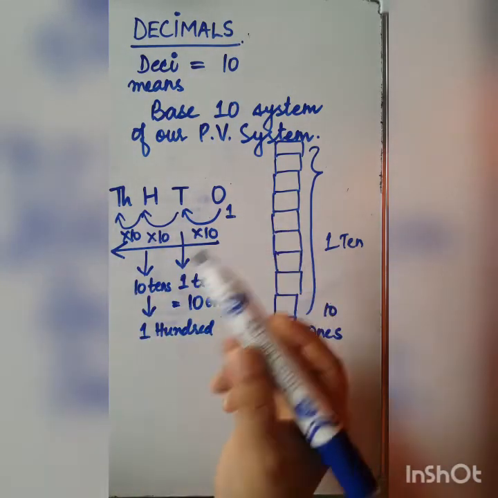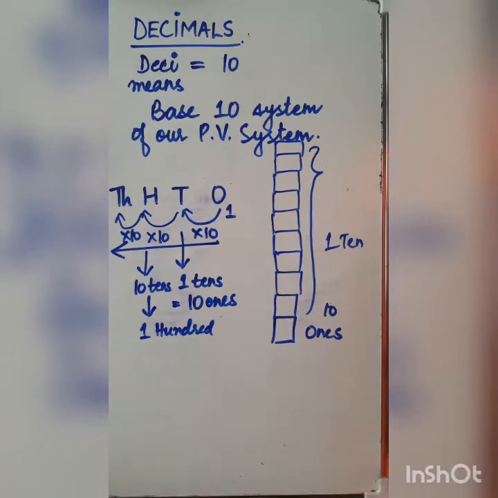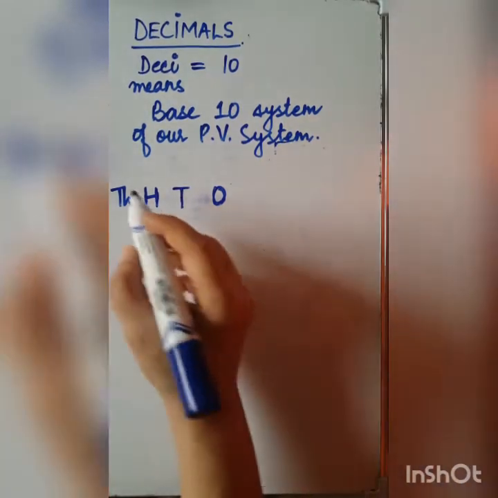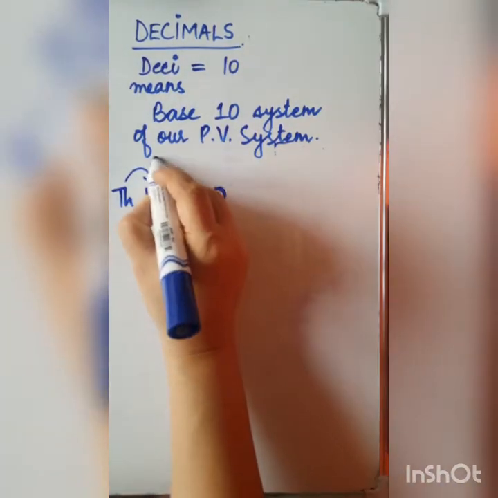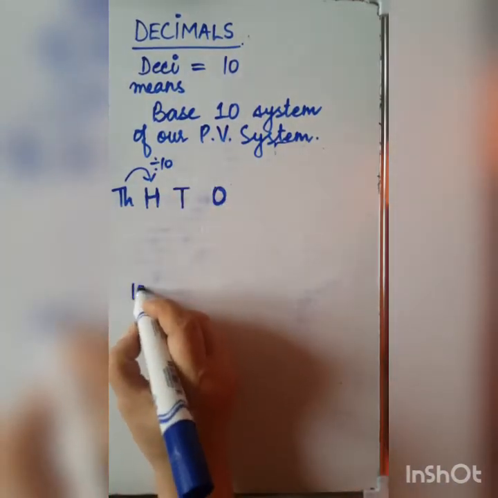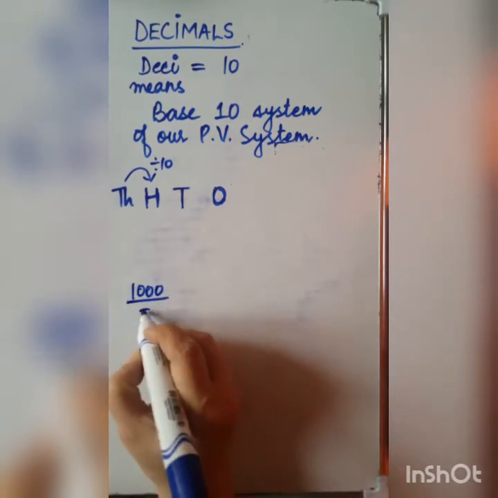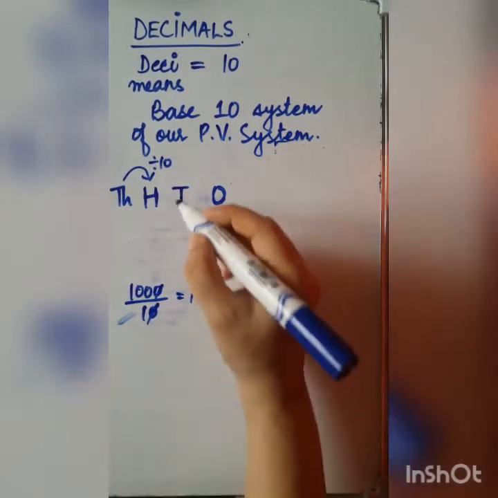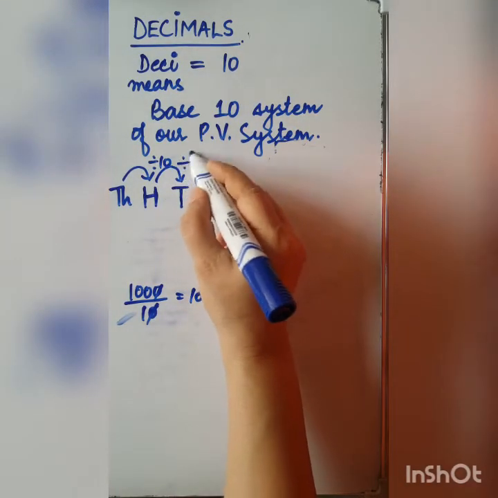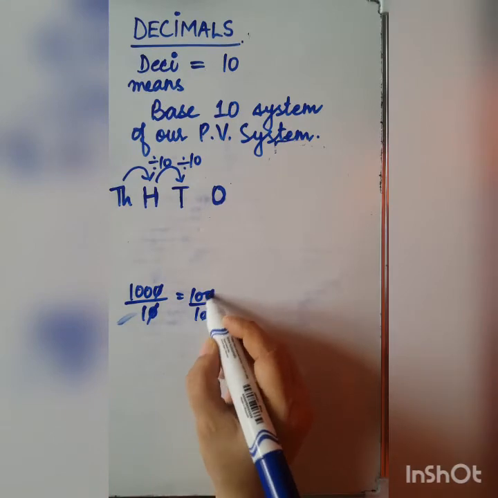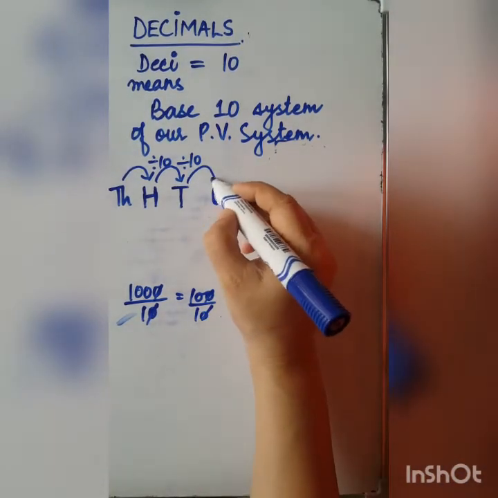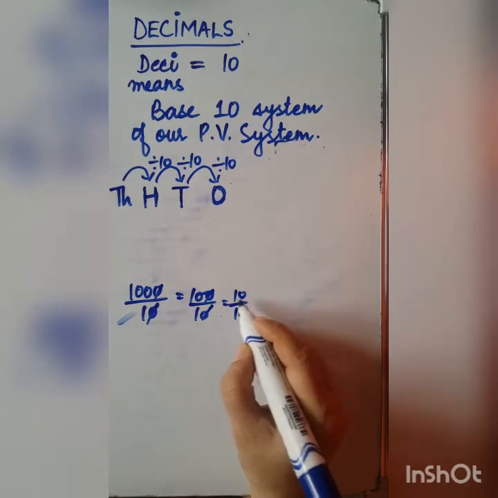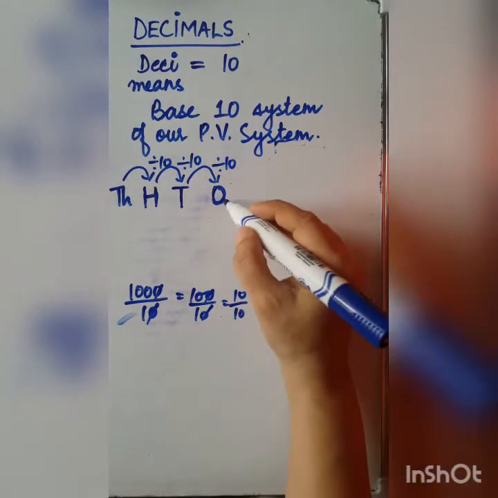Now, in case we reverse the system, what will happen? On reversing the case, that means on going from left to right, we will divide by 10. That means 1000 divided by 10 gives you 100. Similarly, 100 divided by 10 gives you 10. 10 divided by 10 will give you 1. That is ones.